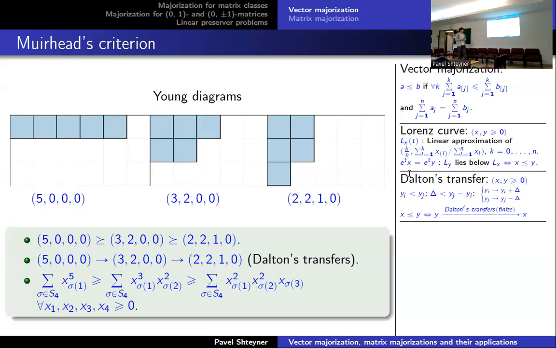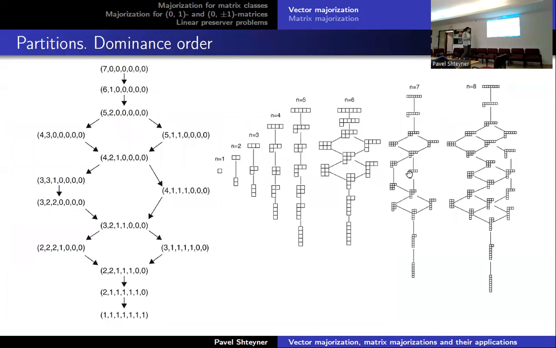And then in terms of inequalities, it means this for every non-negative exponents x. And since we've touched upon partitions, actually the dominance order, the natural order of partitions, is also vector majorization. And partitions are, as I said, sometimes illustrated by diagrams, so you can see the structure of majorization on this set.